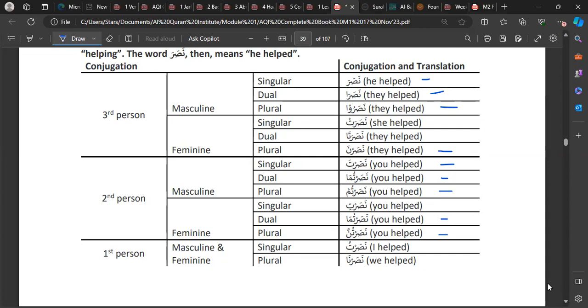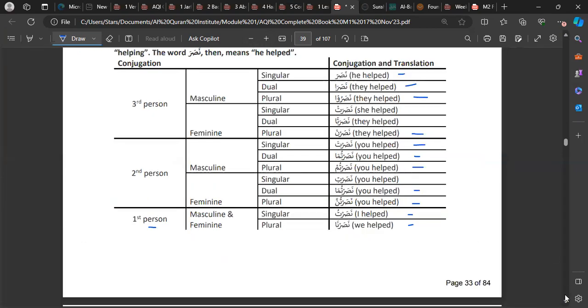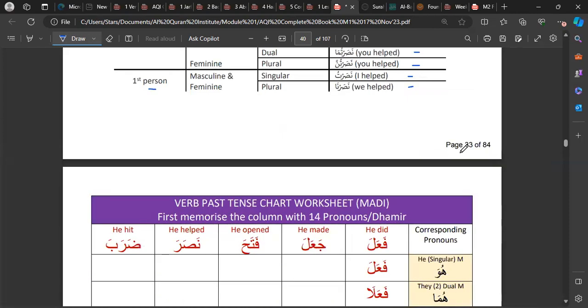So three or more. And then the last two, mutakallim, first person, and whether it's masculine or feminine, it doesn't matter. Nasartu and nasarna. Fa'altu, fa'alna. I did it, we did it. I helped, we helped. Nasartu, nasarna. Okay, that's good enough. So now we get to practice.